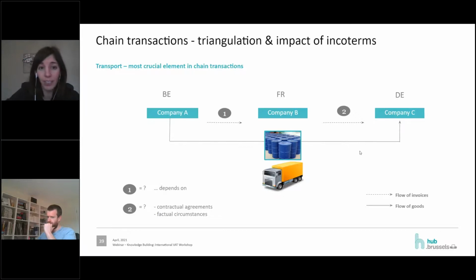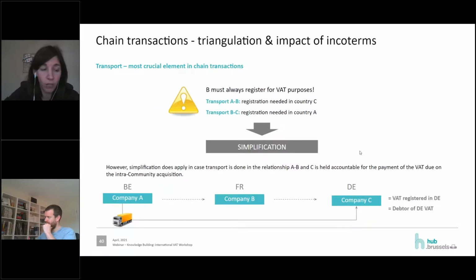And in any case, we have seen in the different scenarios that B, my French company, must always register for VAT purposes. Either if the transport is allocated to A and B, there is a VAT registration obligation of B in the country of C. Or if the transport is allocated in the relation between B and C, then there is a registration needed in country A to perform the intracommunity supply. But good news, there is a simplification at EU level.